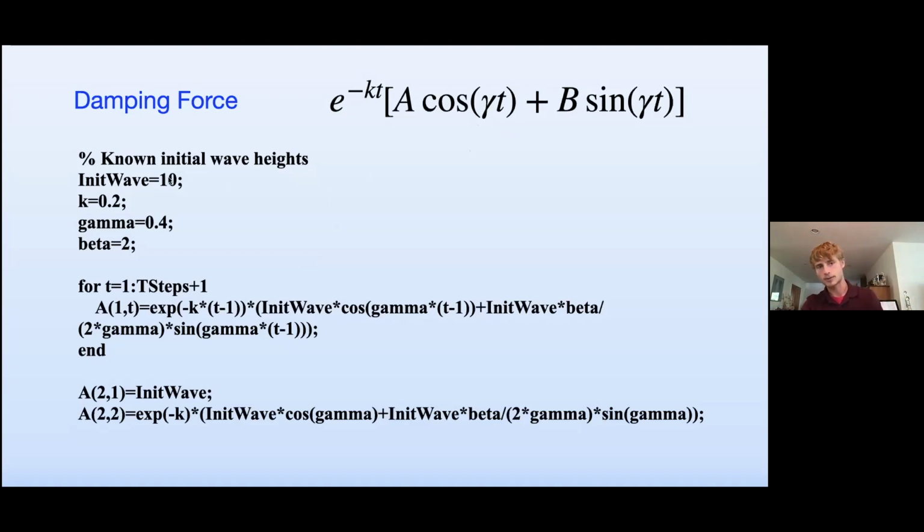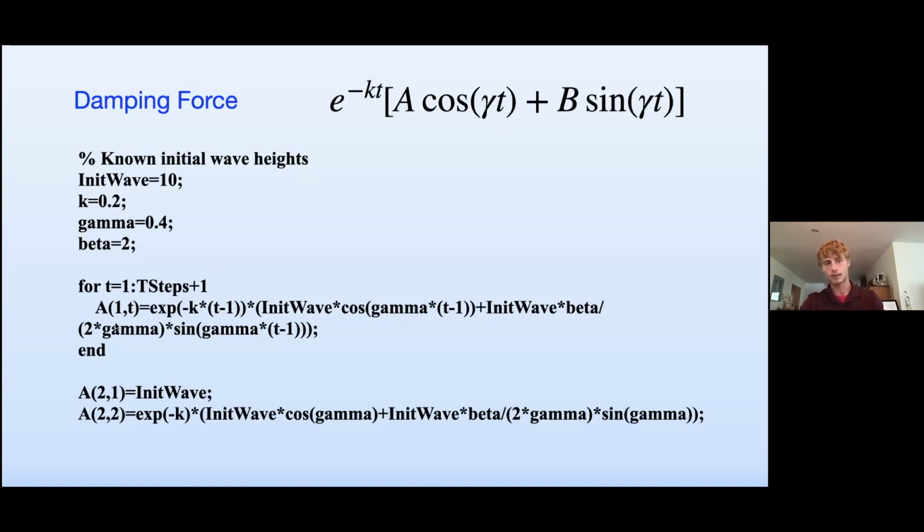But we're going to say initial wave height is going to be 10 meters. We're going to plug in a value for K, and K is our damping force. In this case, these don't really bear any relevance to the physical world. They're just values we plugged in to generate a wave. But if we wanted to go in more depth, we could actually find specific values for this.